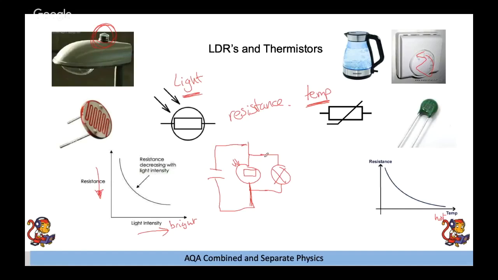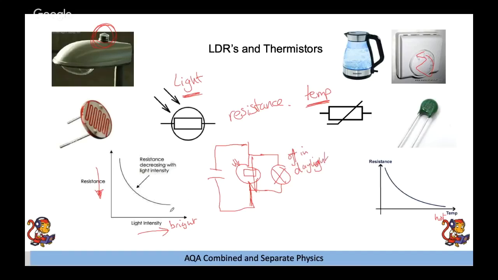So I'm placing my LDR in parallel to the light so that when it's daylight, and we don't want the bulb to be lighting up in daylight, you're going to have a low resistance in the LDR. If this has a low resistance, the electricity will pass through it, not through the bulb, meaning the bulb stays off in daylight. Now the opposite would happen at nighttime.